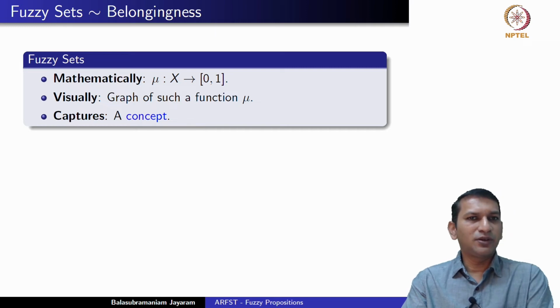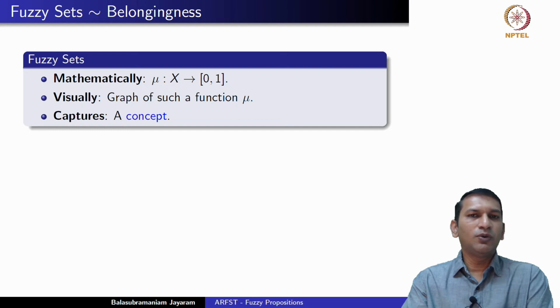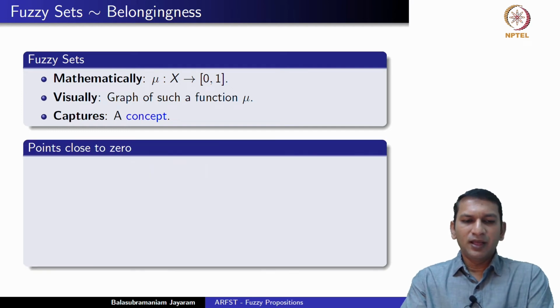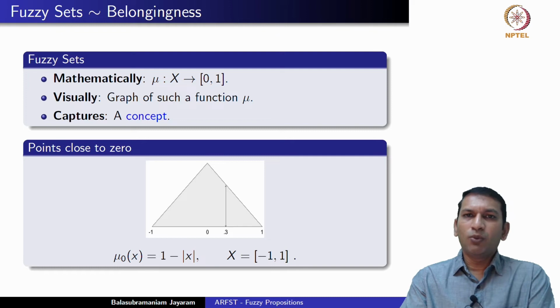Hot, very hot, cool, high, medium, average, fast, slow, costly, cheap. These are the concepts that we try to represent using a fuzzy set over an appropriate domain X. Now, let's look at one particular example which we have seen earlier too. We want to represent the concept points close to 0. Now, let's limit the domain to be just the [-1, 1] interval. And then this could be one way of representing this concept.